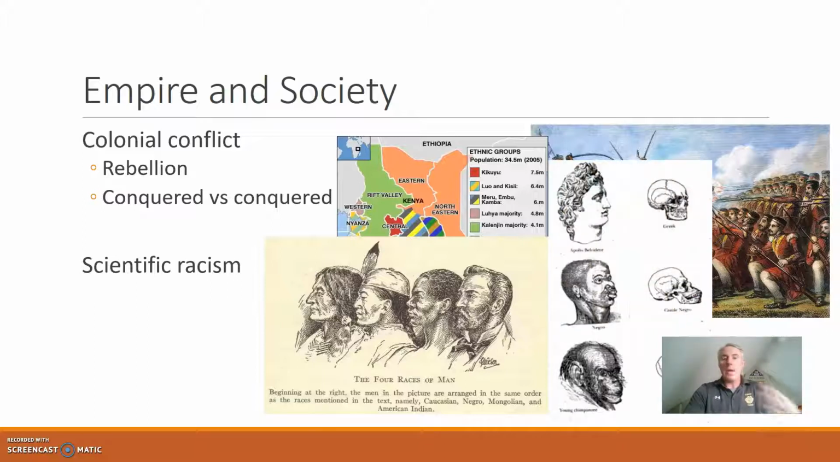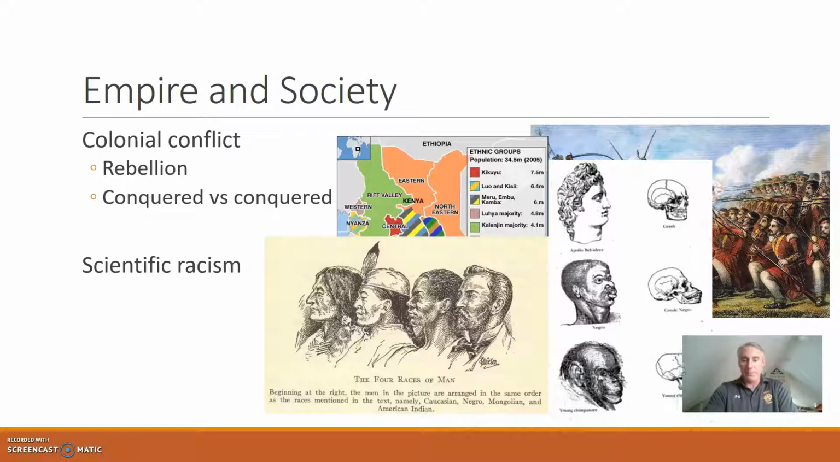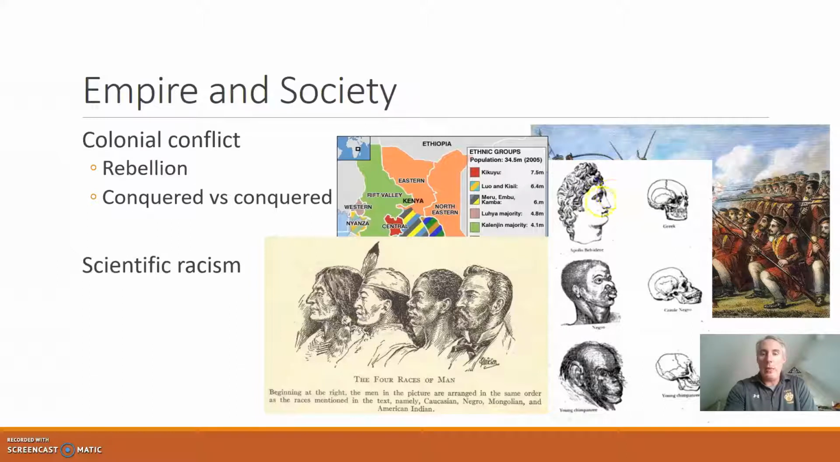Now, another corruption of this science. Oh, also, you see how it became a part of evolution, right? They did biological studies on this stuff. You see how the European features were the most, quote unquote, evolved and so forth.